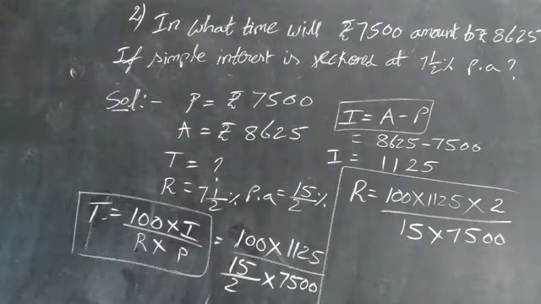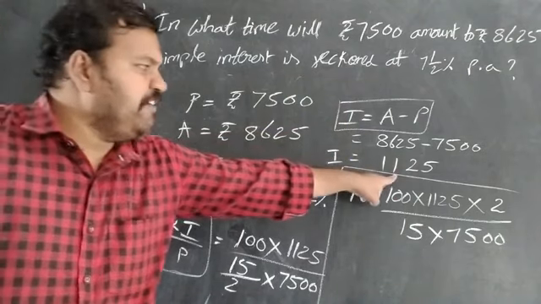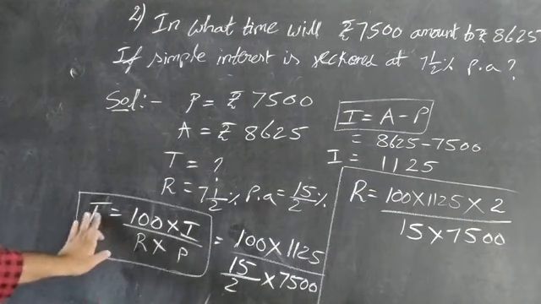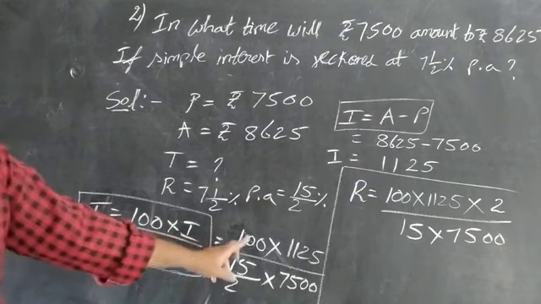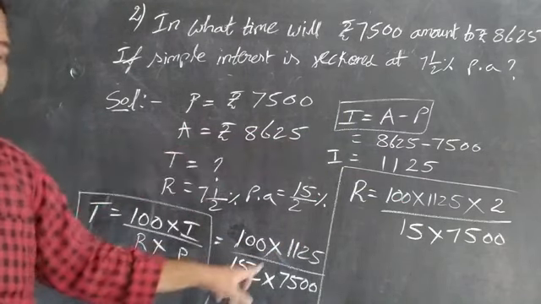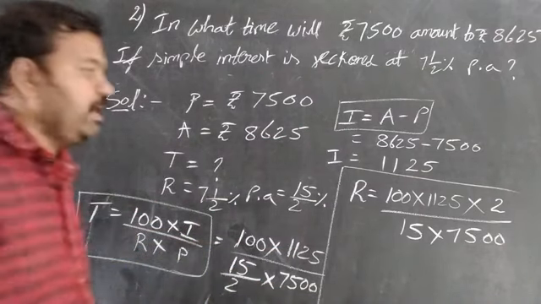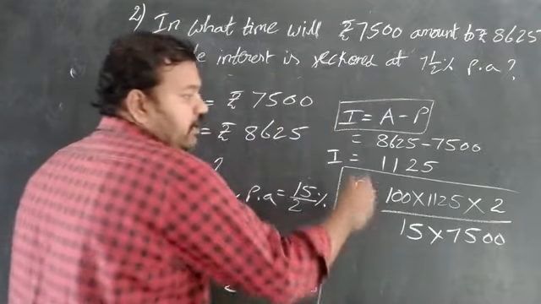Once again, see this question. Amount is given to find interest, so I find the interest immediately. Next, according to the question, we have to find the time. T is equal to 100 into I by R into P: 100 into interest 1125 by R is 15/2 and P is 7500. Substituting in the formula, we are taking the reciprocal.